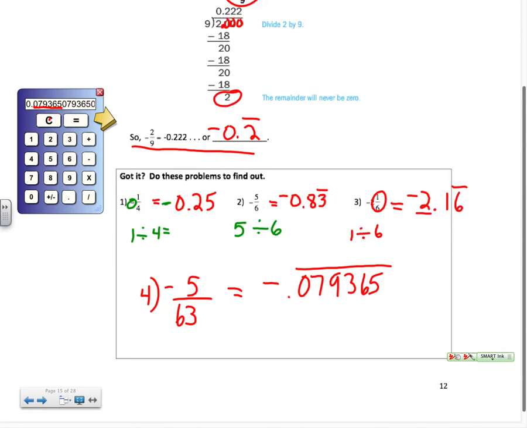Any questions? Okay, your homework is to do the worksheet, both sides. Lesson 4, you can use a calculator.